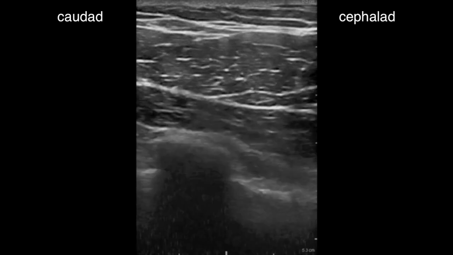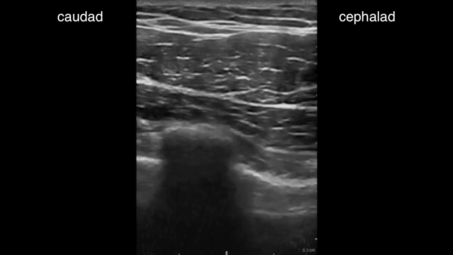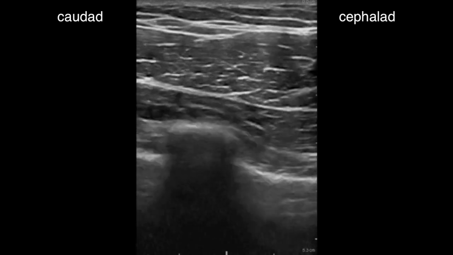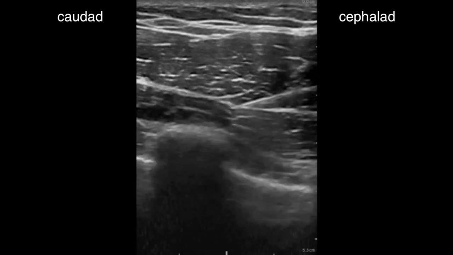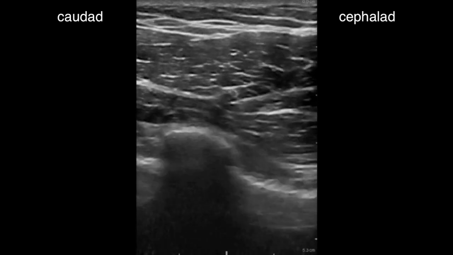Here's the PEC major and minor and the third rib. You can see pleura on either side of the rib. The needle enters from the cephalad aspect, passing through the PEC major and entering the fascial plane between the two PEC muscles. After negative aspiration, 10 mL of local anesthetic is administered.